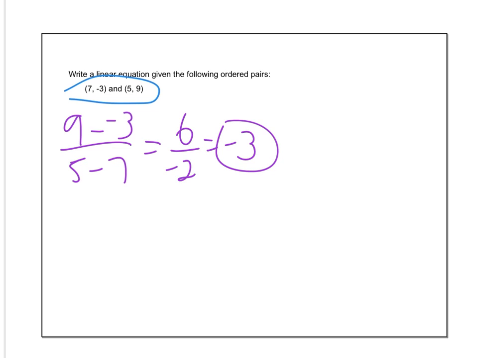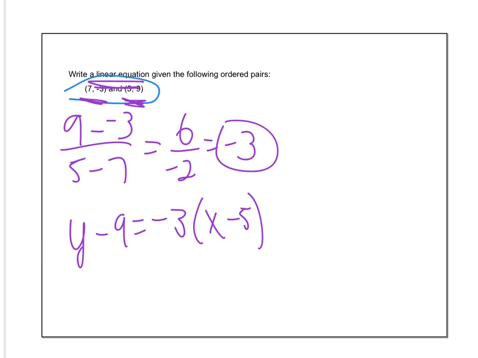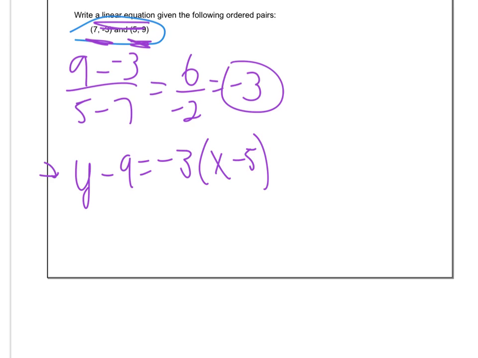Now pick one of the points. This one has slightly smaller numbers, the other has all positives; it's entirely up to you. It's six of one, half a dozen of the other. So I'm going to go this route. I'm going to take 5 and 9. Now, technically, this is point-slope form, and technically it's a linear equation. But just for good practice, we're going to figure out what it's going to be all the way through.